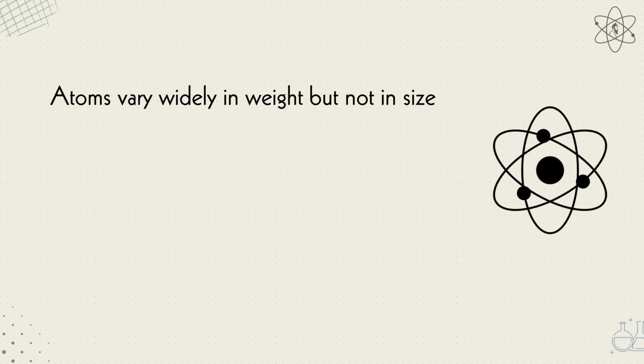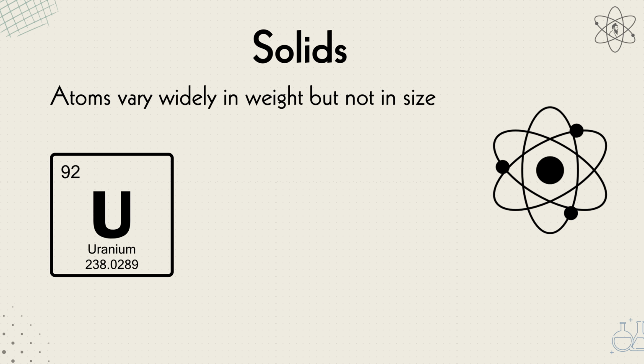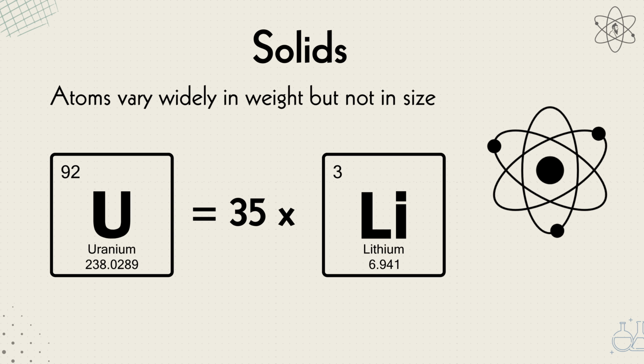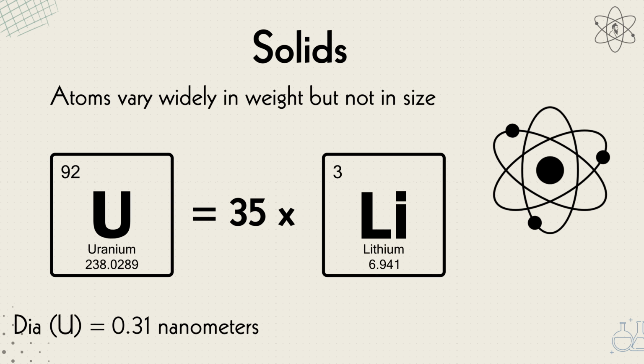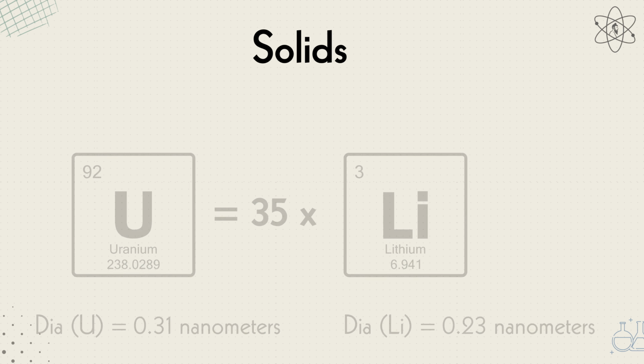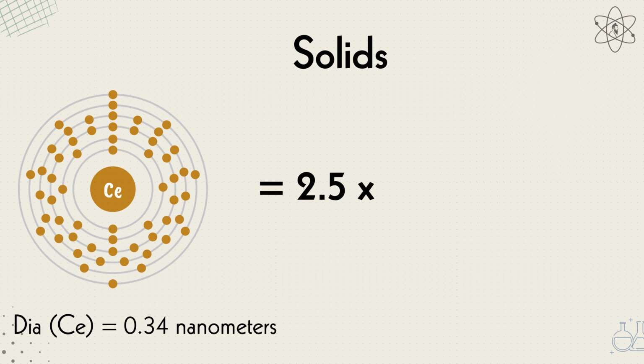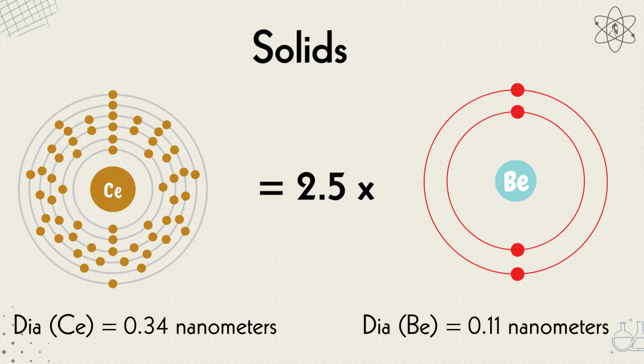Atoms vary widely in weight but only slightly in size. In solids, the heaviest stable atom, uranium, with an atomic weight of 238, is about 35 times heavier than the lightest, lithium, at 6.9. Yet their diameters are nearly identical at around 0.32 nanometer. Even the largest atom, cesium, is only about 2.5 times bigger than the smallest, beryllium.